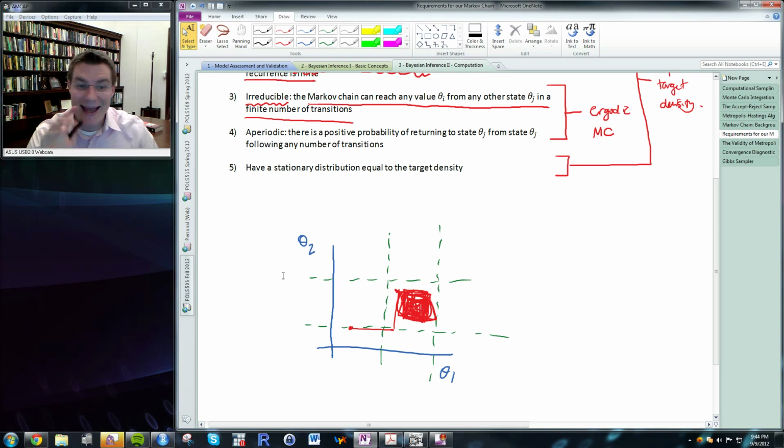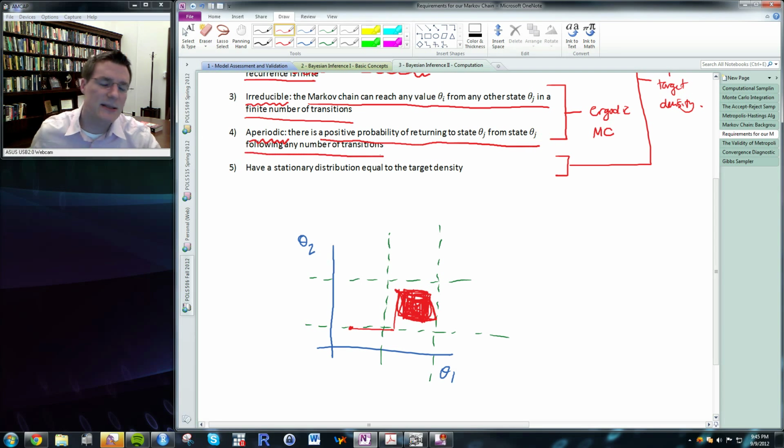We want to get to anywhere in theta space from anywhere in theta space in a finite number of transitions. In other words, we want to sample comprehensively from the space. Irreducibility is a way of saying we know that that happens. We want our Markov chain, number 4, to be aperiodic, which is that there's a positive probability of returning to state theta j from state theta j following any number of transitions. This is kind of a way of saying we want there to be a chance of ending up anywhere in this space, given anywhere in this space.